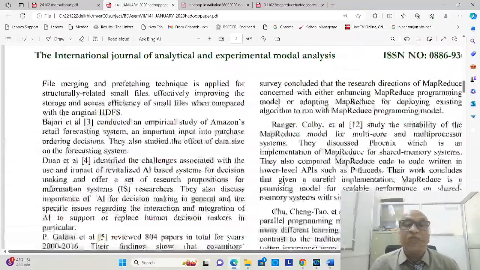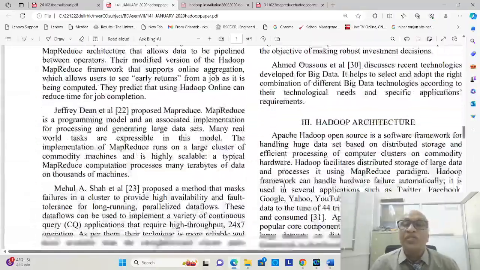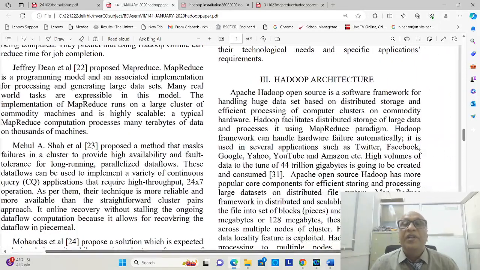So let us again look at where the Hadoop ecosystem is mentioned. Okay, it is mentioned here under the topic Hadoop architecture. Hadoop is from Apache. It is open source. It handles huge data, with distributed storage and efficient processing. Hadoop facilitates distributed storage of large data and processes it using the MapReduce paradigm. Hadoop is used in various applications such as Twitter, Facebook, Google, Yahoo, YouTube, and Amazon, etc.